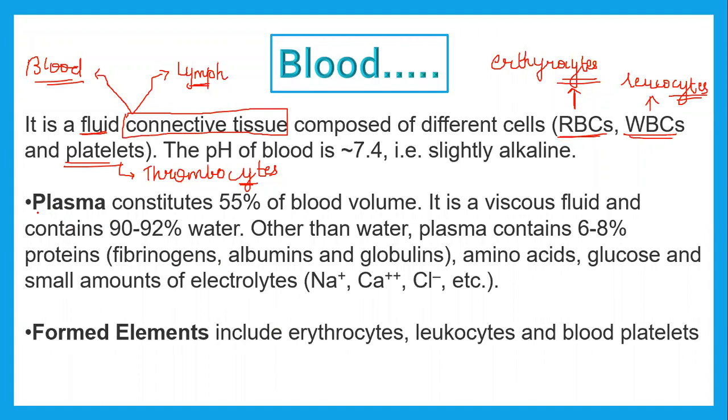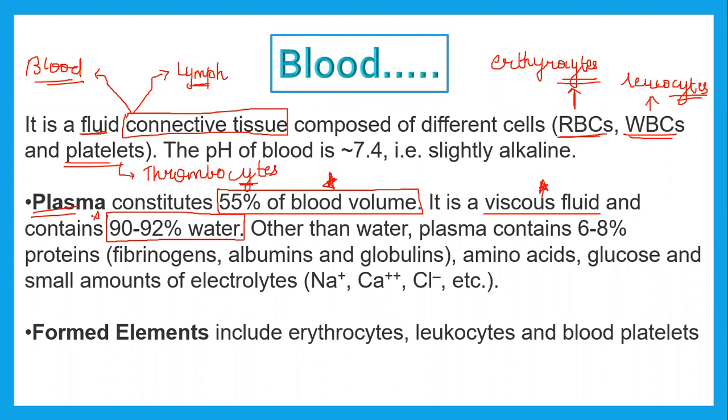Yes, let's move on. Plasma, I already told you, plasma is the liquid part of the blood, and it constitutes nearly 55% of the blood volume. So out of the 100% of the blood, 55% is constituted by the blood plasma. It is a viscous, straw-colored yellow fluid which contains 90 to 92% of water. I have already told you these points. The blood plasma constitutes nearly 55% of the total volume of the blood, and it is a viscous fluid.